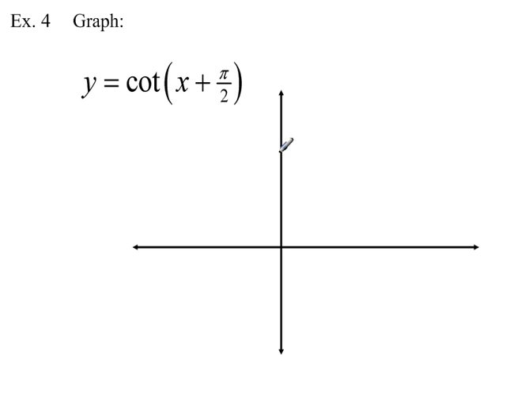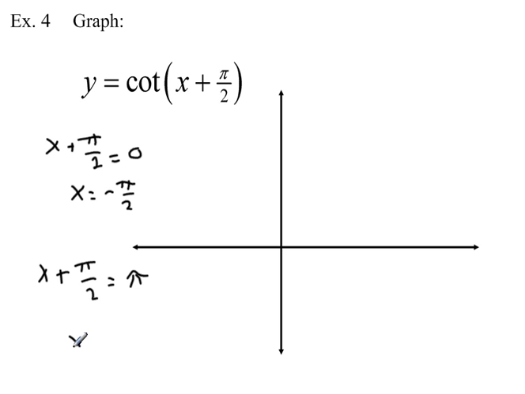And there it goes. And I'm going to say, let's set what's in parentheses equal to 0. The reason I'm choosing 0 is because that's where the asymptote is for a cotangent curve. I'm also going to set it equal to pi for the exact same reason. Well, if we solve that for x, that gives us x equals negative pi over 2. If we solve this for x, it gives x equals pi over 2. So that means your new asymptotes are negative pi over 2 and positive pi over 2.